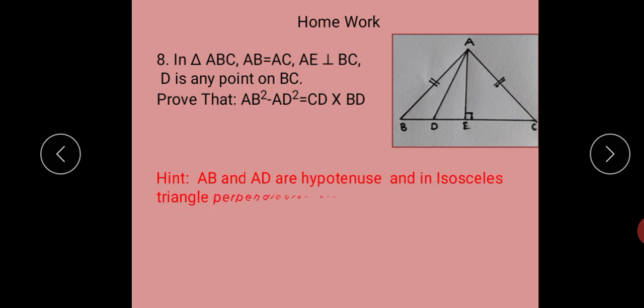I'll give a hint also here. AB and AD, they are both the hypotenuse. So you can write two statements and subtract them. Subtract second from first. You will get your left hand side. And then try to get your right hand side, because there is a hint here that the perpendicular drawn on the base bisects the base. Try this at home. I'll solve this in the next video.